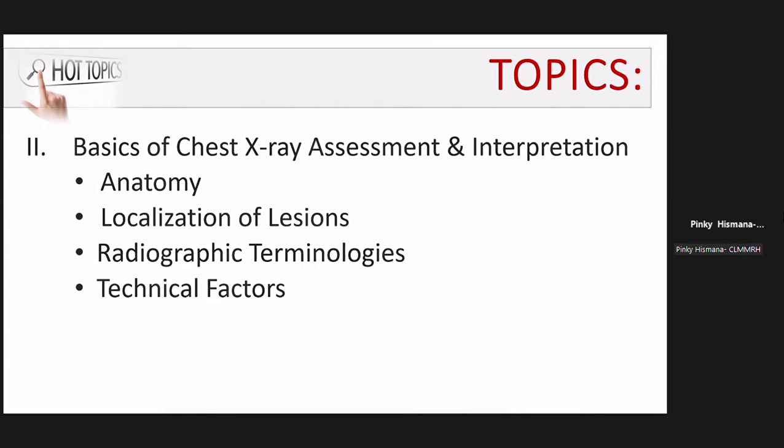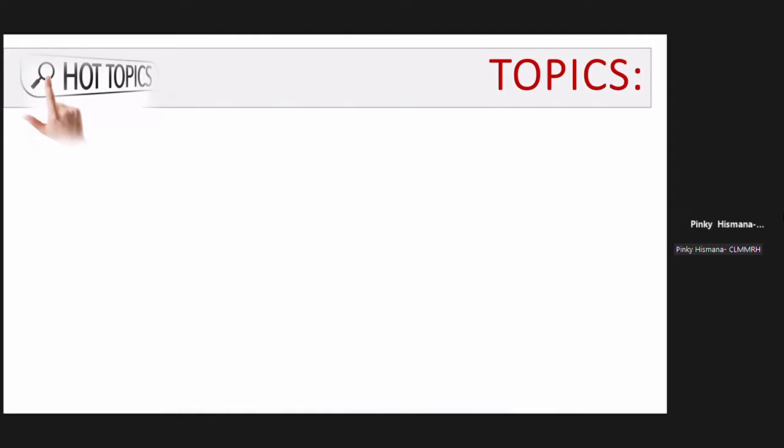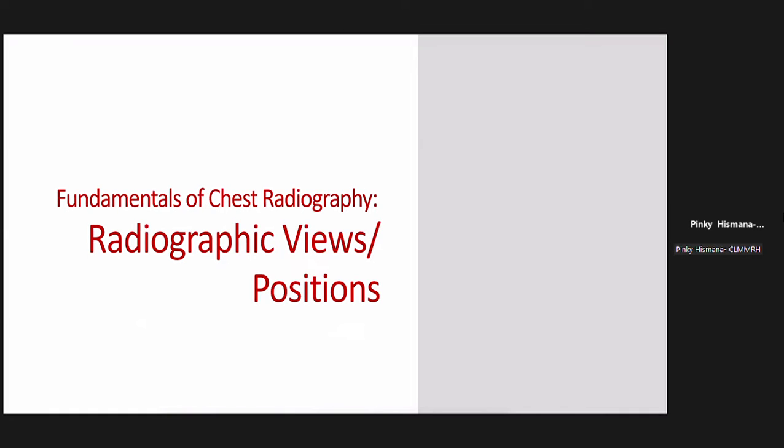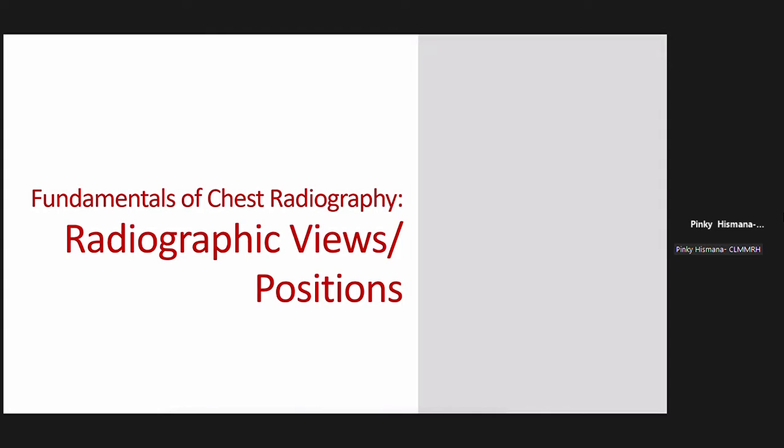And hopefully, we're also going to discuss some technical factors which would help you in the interpretation of radiographic images. Then what I did was to also mix in two common conditions that you would be able to diagnose using X-ray. And of course, we're going to discuss a little about chest X-ray requests. So let's proceed now with a recap of what we have discussed last time.